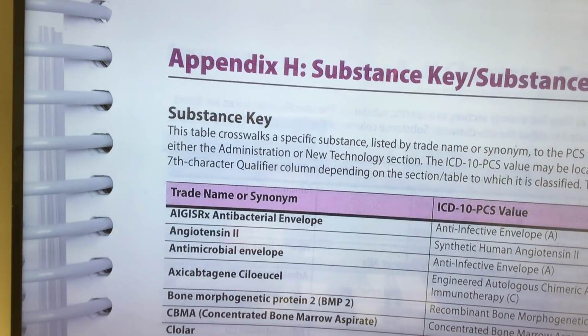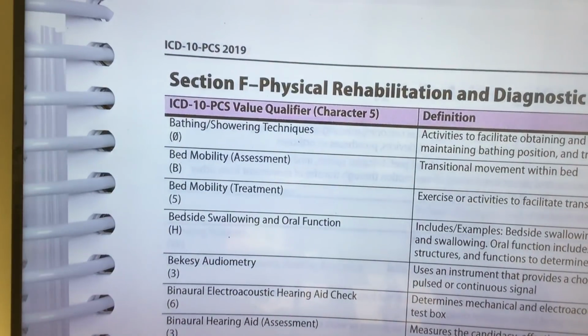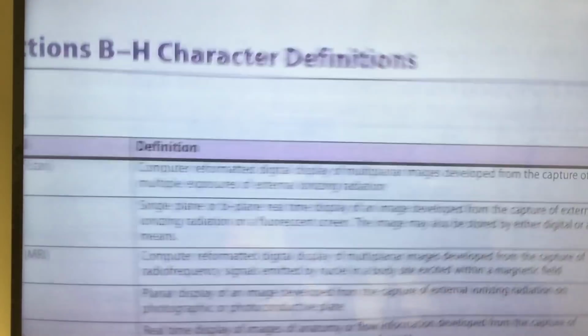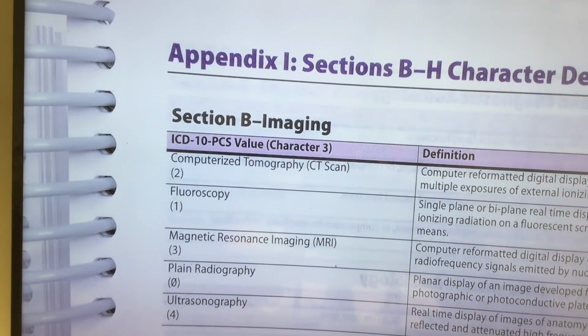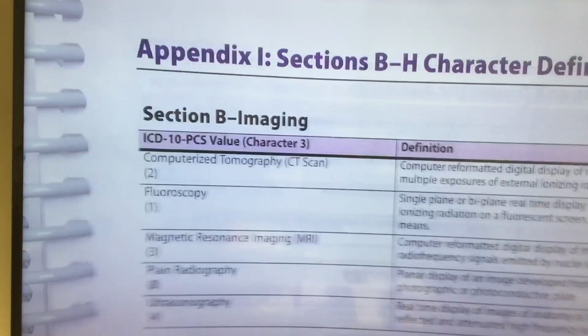And guys, one of the things I want you to know about coding, you must accept the fact that you don't know everything about the language of medicine, and you must accept the fact that whether it's a medical word or an English word, you have to look it up so that you understand it for yourself. All right, after that, we have Appendix I, which is sections B through H, character definitions.